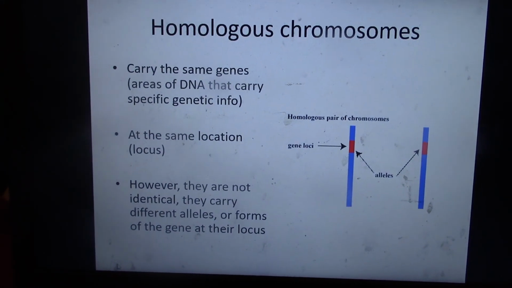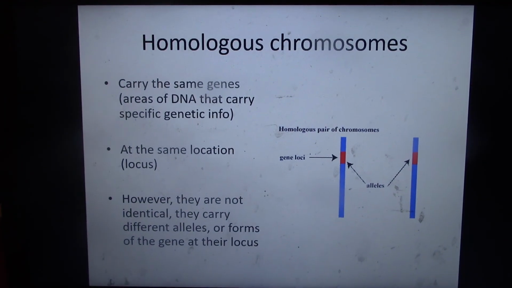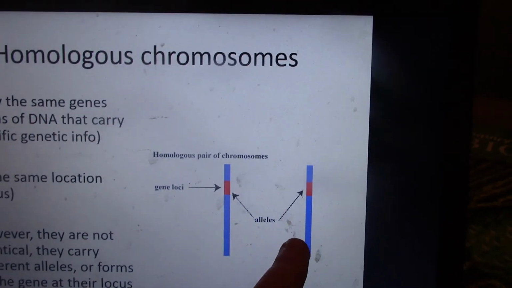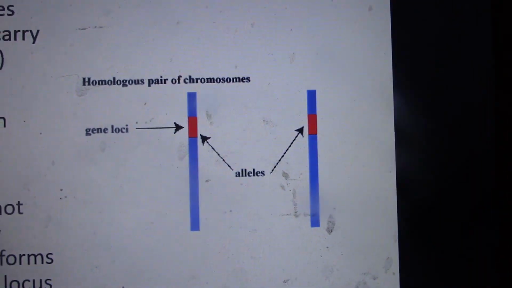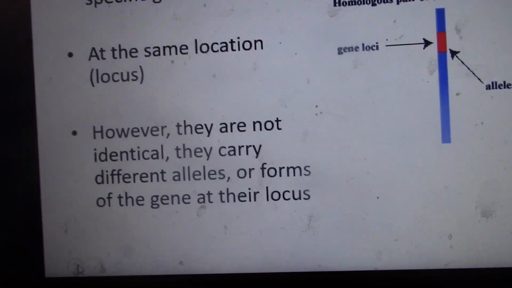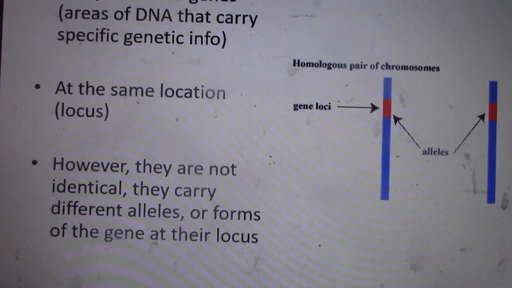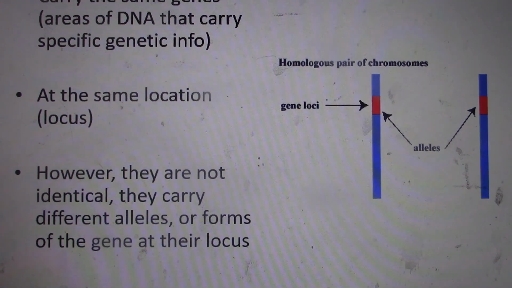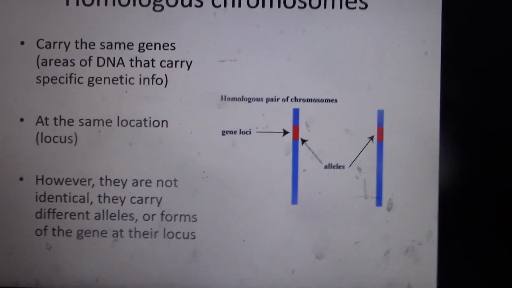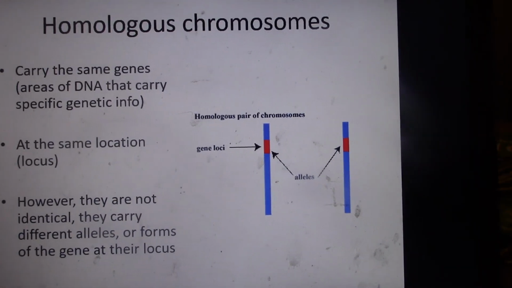So they have the same genes, they code for the same types of things, but they have different forms of those traits. All right, so one's going to be maternal and one's going to be paternal. They code for the same things, but they're not necessarily going to be the same form of that thing. So they carry different alleles. A form of a gene is called an allele. All right, so this is a fundamental concept. This is actually probably the most important concept that you're going to need to know: what is a homologous pair.